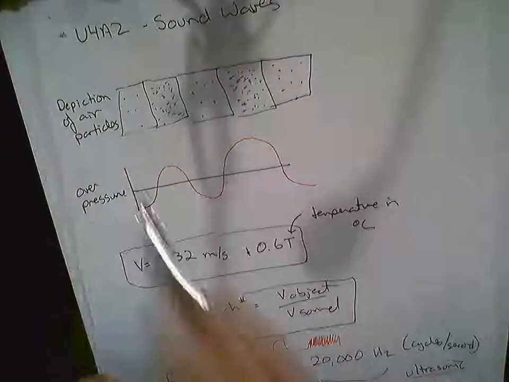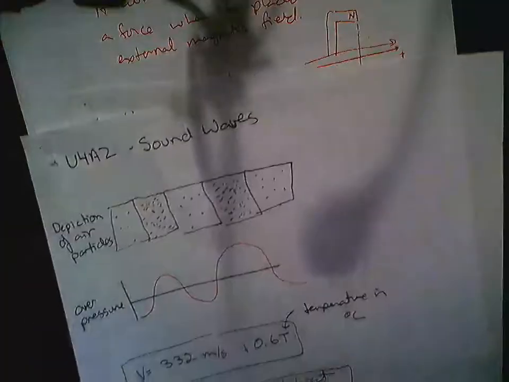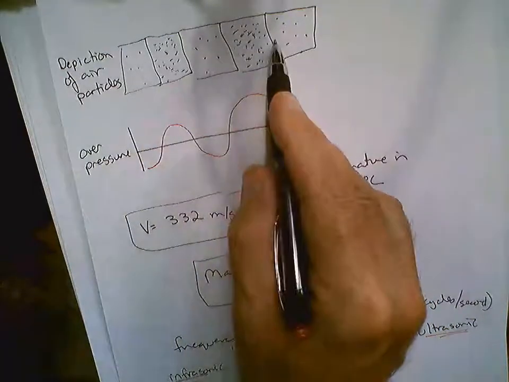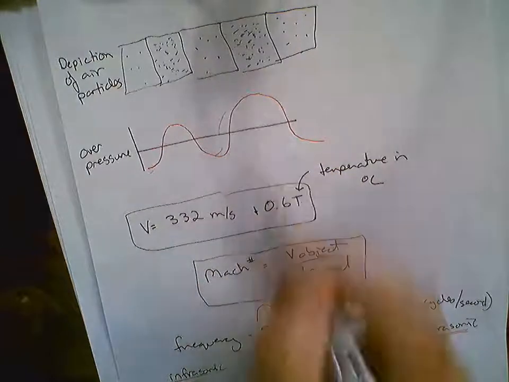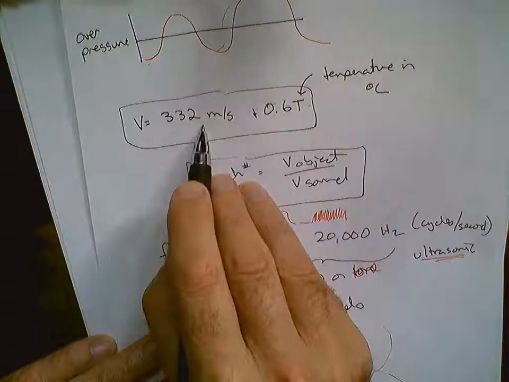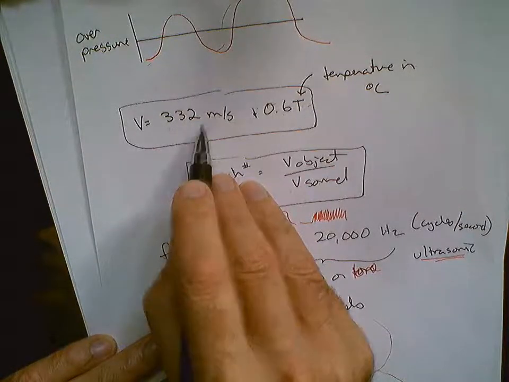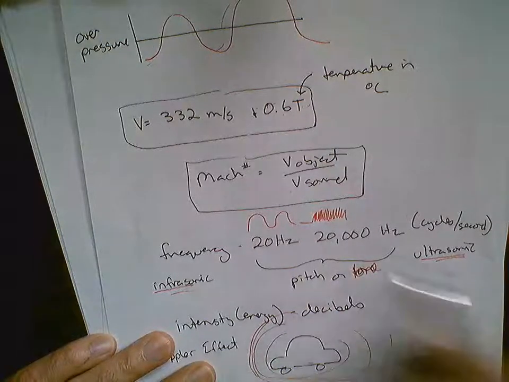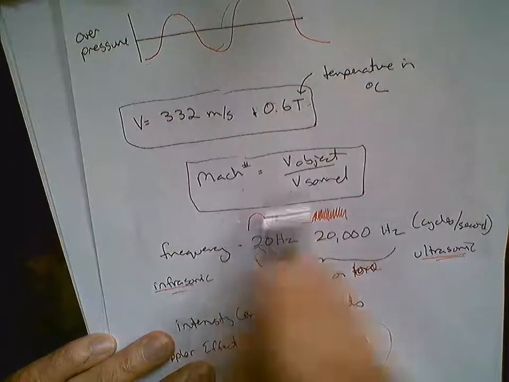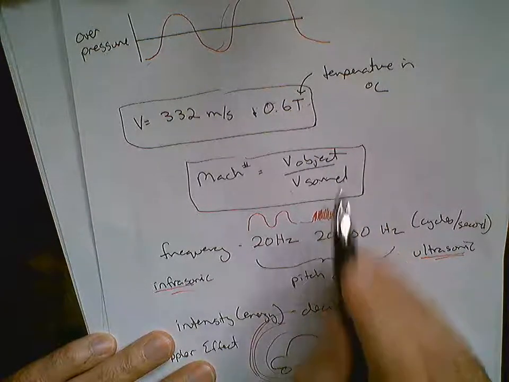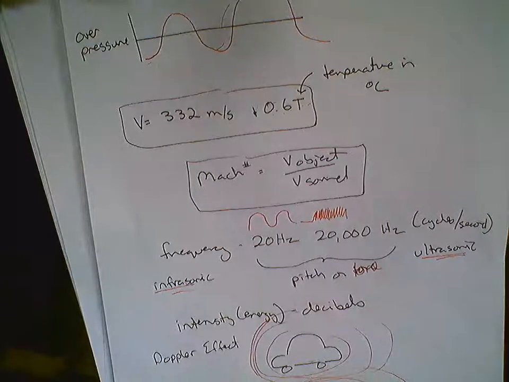In assignment 2 for unit 4, you should understand that even though these are longitudinal waves, if we put the depiction of these or the density over air pressure, we can form a sine graph of them to study them. We should know that the speed of sound is 332 meters per second plus 0.6 times the temperature in Celsius. If you've ever heard of Mach for airplane travel, you can take the velocity of the object divided by the velocity of sound to see what your Mach number is.